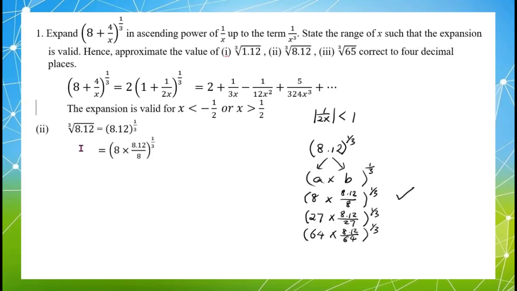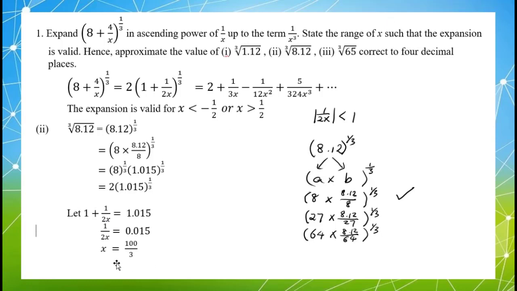So therefore, I can change the cube root of 8.12 into 8 times 8.12 divided by 8, power 1 over 3. Now I separate the index, and when I simplify, I get 2 multiplied by 1.015 power 1 over 3. So now I can use 1.015 to compare with 1 plus 1 over 2x. When I simplify, I get x is 100 over 3. When I double check with the range of values of x, I found that 100 over 3 is in the range of values of x where the expansion is valid.